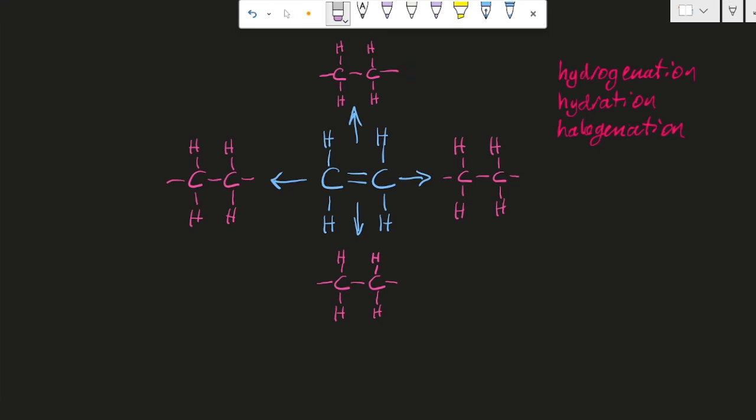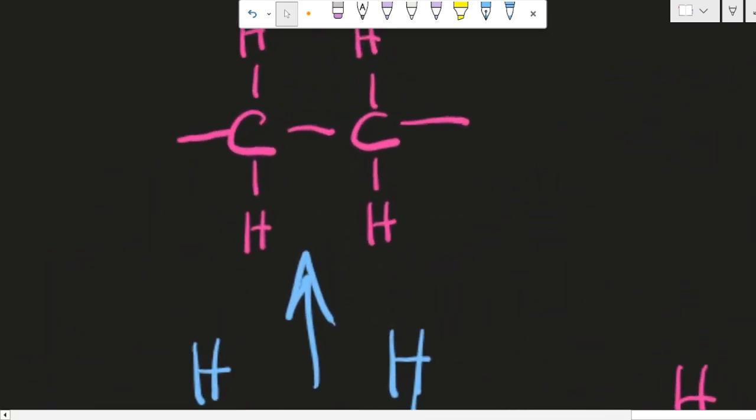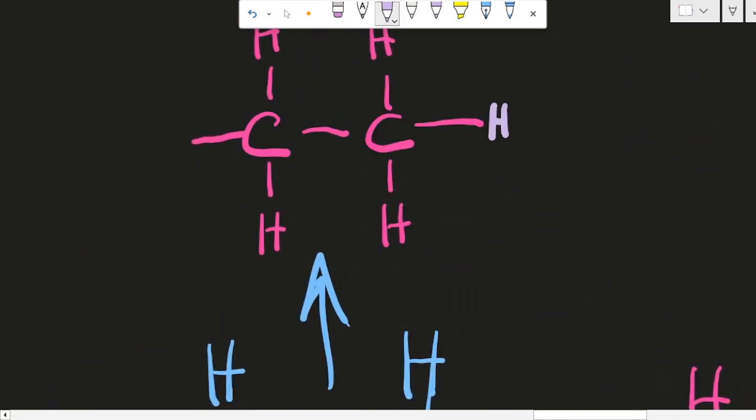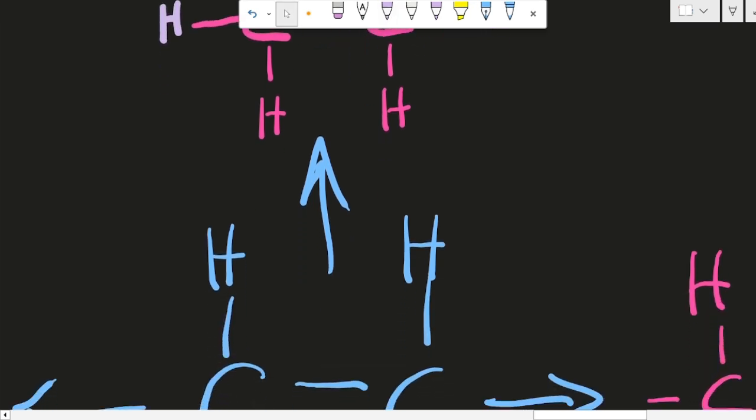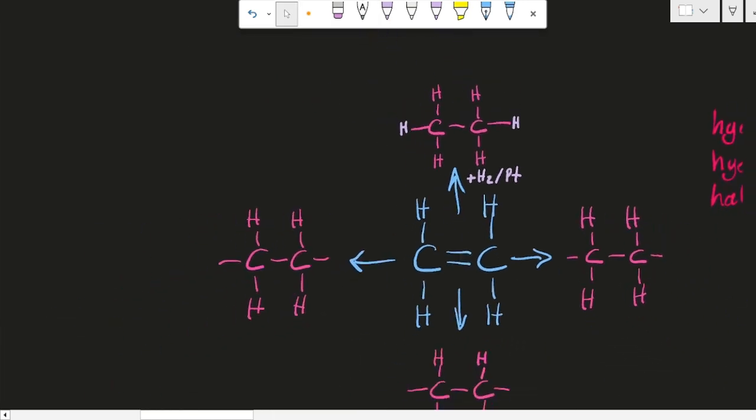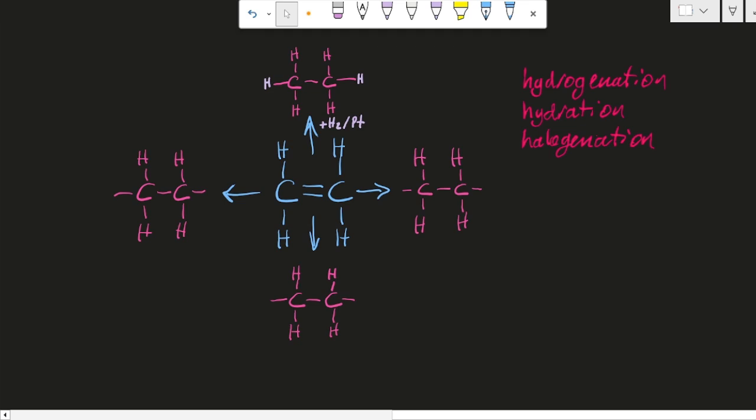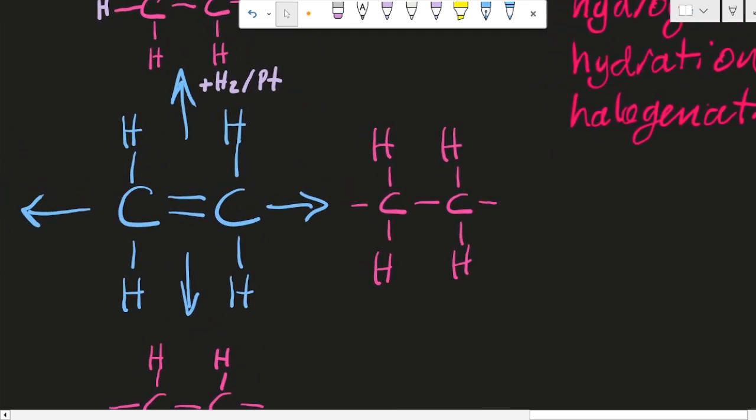All right then, so for the reactions, let's start off with hydrogenation. So hydrogenation is adding hydrogen. So that makes sense that I'm going to have a hydrogen here and a hydrogen there. Always goes on the left and the right. So I'm adding hydrogen and a platinum catalyst. That's hydrogenation.